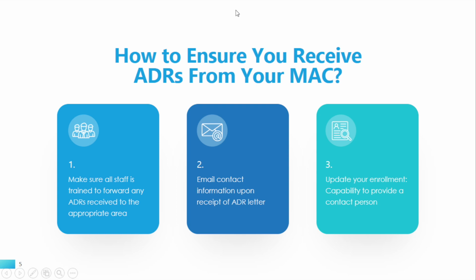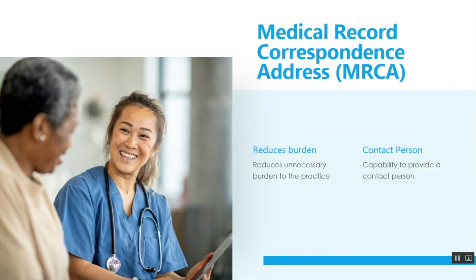There is now an area to provide the contact information and address of the person who handles these requests for you. Let's talk about the medical record correspondence address. Updating your enrollment information is not as difficult as you may think. By adding this information to your enrollment file, you will reduce unnecessary denials and provide us with a quick and easy way to communicate with the appropriate staff.